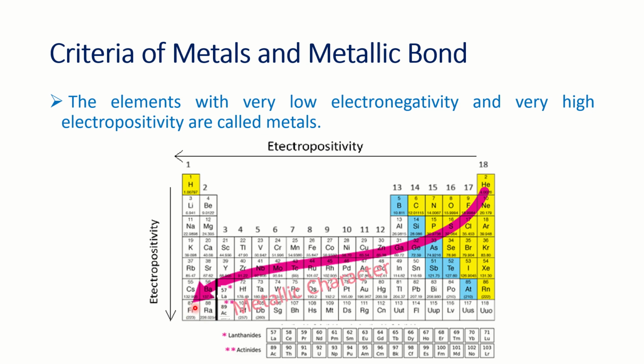On the other hand, at the extreme bottom left corner, francium is situated, which should have the highest metallic character. So the bottom left cornered element, francium, has the highest metallic character. You can also visualize this likewise: electropositivity increases from top to bottom and from right to left. And metallic character is directly proportional to electropositivity.